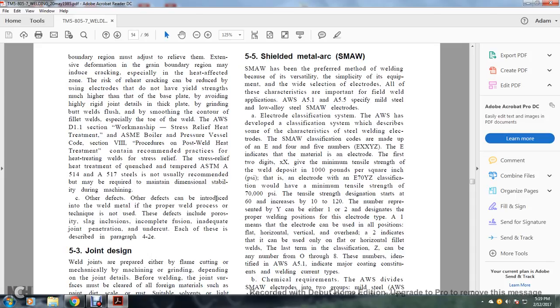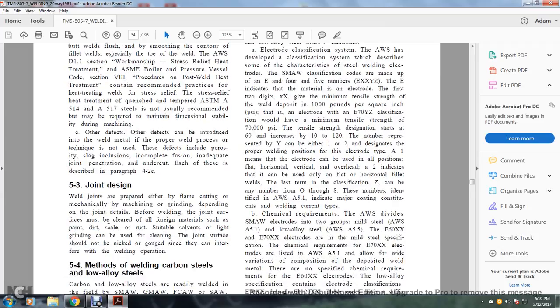Other defects can be introduced by the welding metal if the proper welding process technique is not used. These defects include porosity, slag inclusion, lack of fusion, inadequate joint preparation, and undercut. Each of these is described in paragraph 4.2.